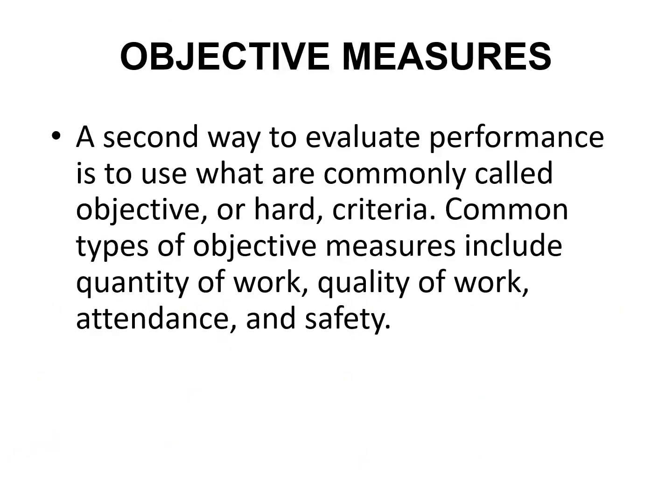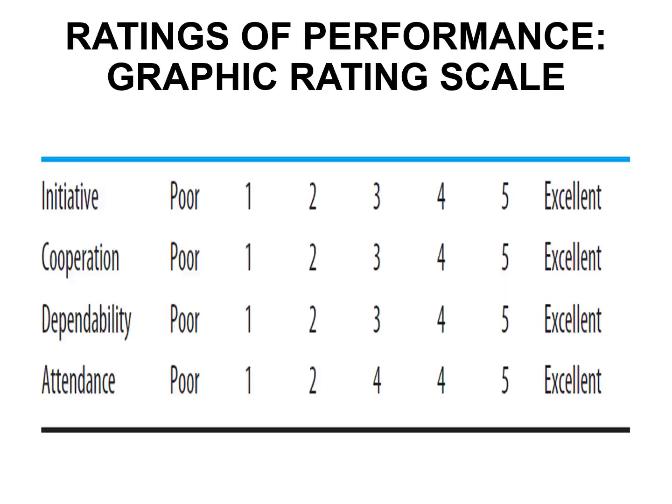Okay, so the second way to evaluate performance is to use what are commonly called objective or hard criteria. What makes it objective is that we're not comparing them to each other, but I'm evaluating you as a student, not in comparison to other students. So I evaluate your attendance, your quizzes, your grades, etc. Okay, so that's an objective way of appraising performance. Now let's talk about the specifics of objective measures.